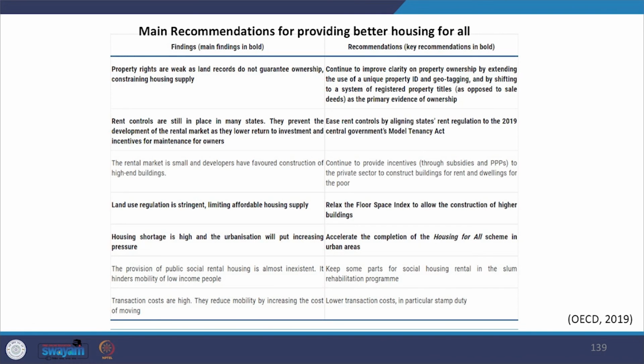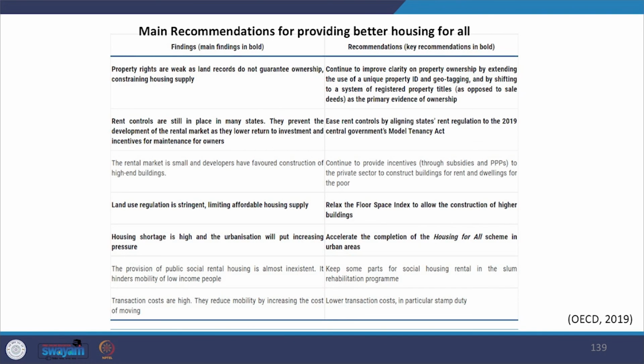We have seen land use regulation is stringent in our country, limiting affordable housing supply. So there are suggestions to relax the floor space index to allow the construction of higher buildings. And then we also see that housing shortage is high, and urbanization will put further pressure in the area. For that, accelerating the completion of the Housing for All scheme in the urban areas could help.